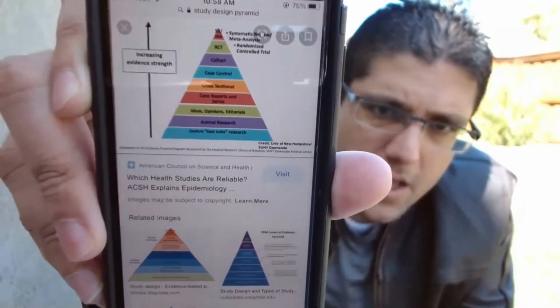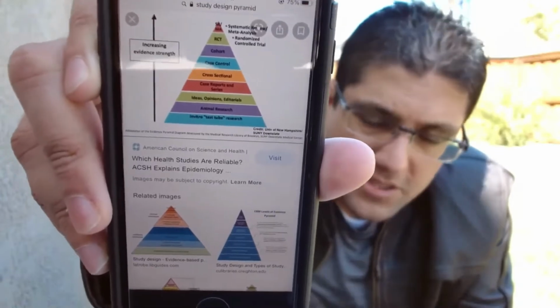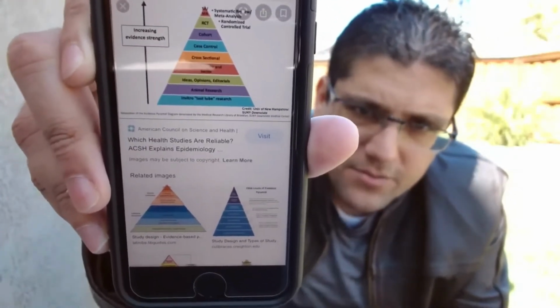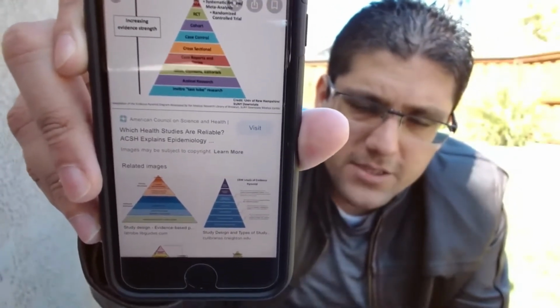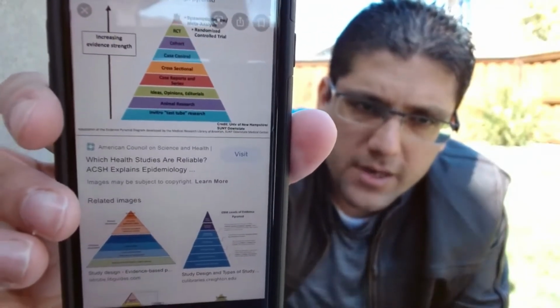And what is on the top? Systematic reviews and meta-analysis. Systematic reviews and meta-analysis are the strongest research evidence, but in vitro test tube research is the weakest evidence. Now, why is it the weakest evidence? And why are systematic reviews the strongest evidence? Because of 2 reasons.